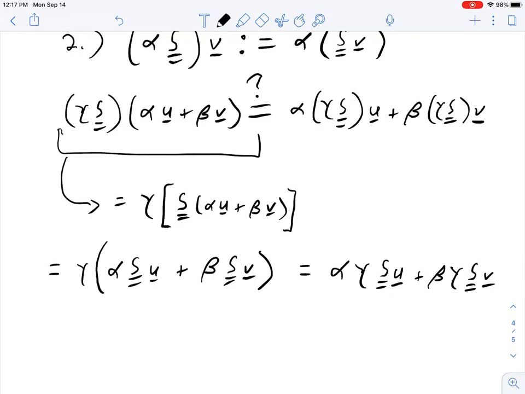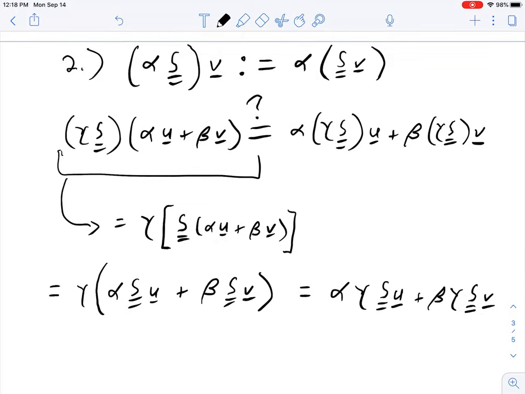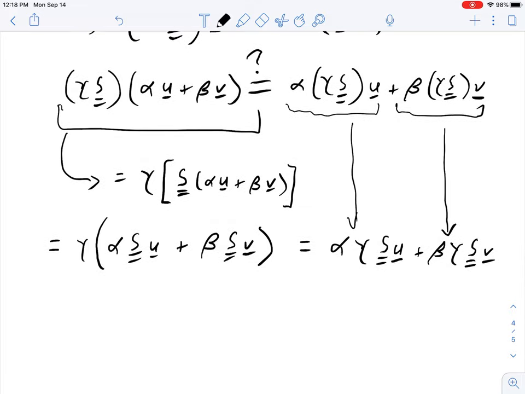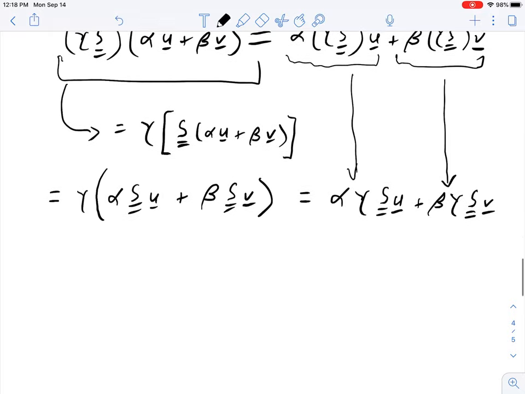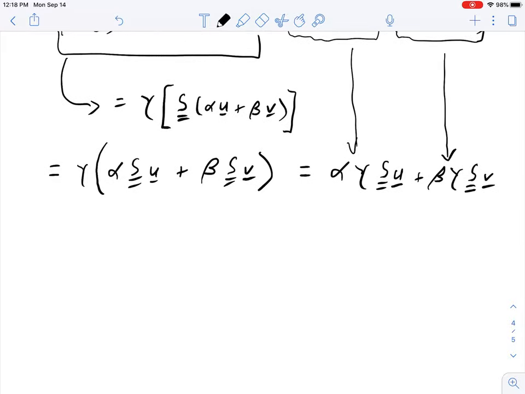All right, now let's look at the second side here. Well, it's pretty easy to see, based on the definition, that this term here gives that, because of the way that we defined the scalar multiplication to work. And this one is identically equal to that. So we're good. So that one is also a tensor. So that means that second order tensors are themselves a vector space.